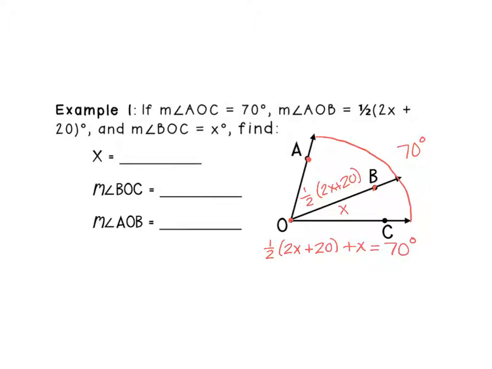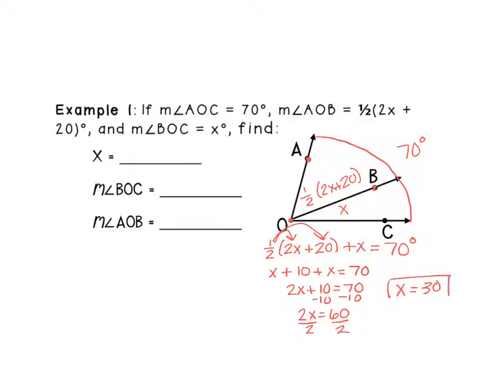And my first step is to distribute. So that's x plus 10 plus x equals 70. So 2x plus 10 equals 70. So 2x equals 60. And x equals 30. So that's the first part of what they asked me to do.